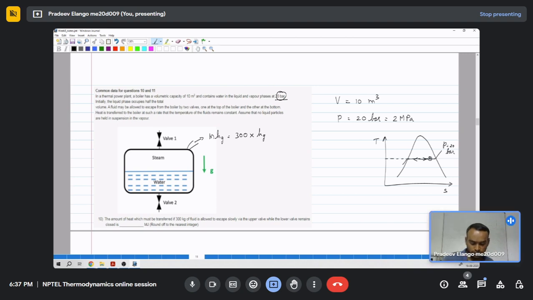Because now 300 kg of steam is taken out. Earlier it was 5 meter cube, and here 5 meter cube. After steam is taken out, it will become, I think, 6 point some meter cube, I say 5.5 meter cube.